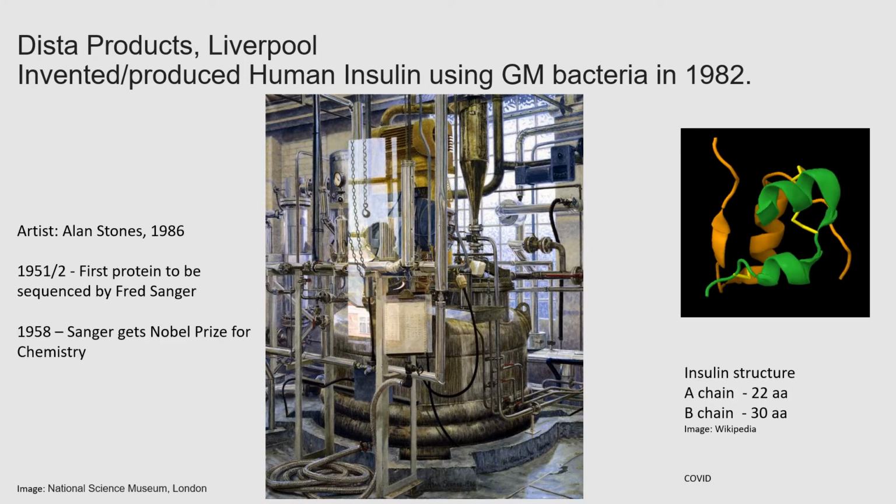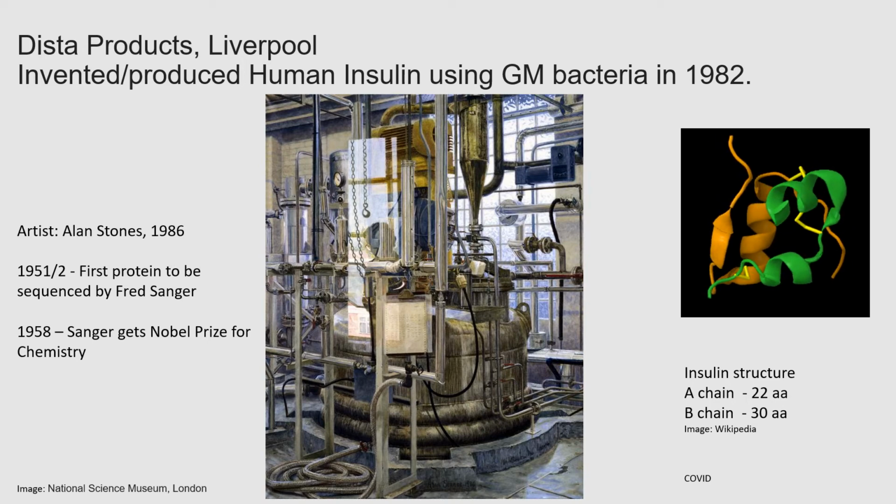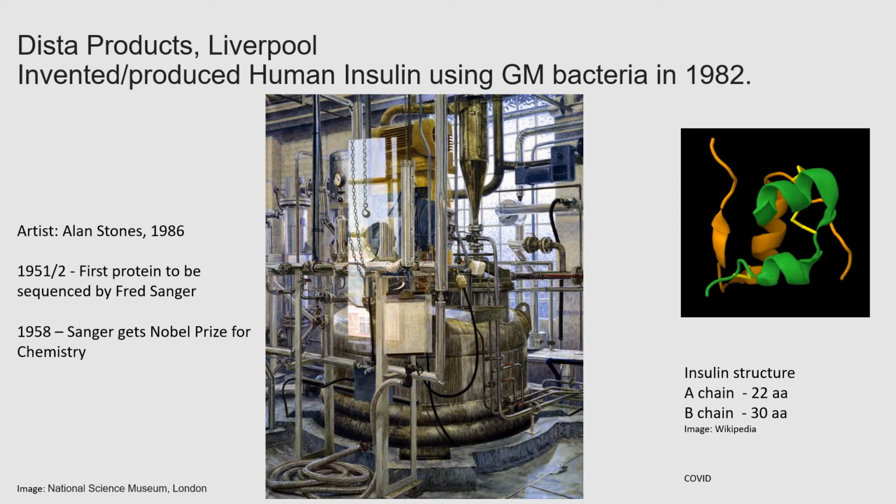So just looking at the science, it's quite interesting that the first protein to be sequenced was also insulin, and that was done by Fred Sanger in the Cavendish Laboratory in Cambridge, and he got the Nobel Prize for Chemistry for that work. And so it's also the first protein to be produced in this recombinant DNA technology way.